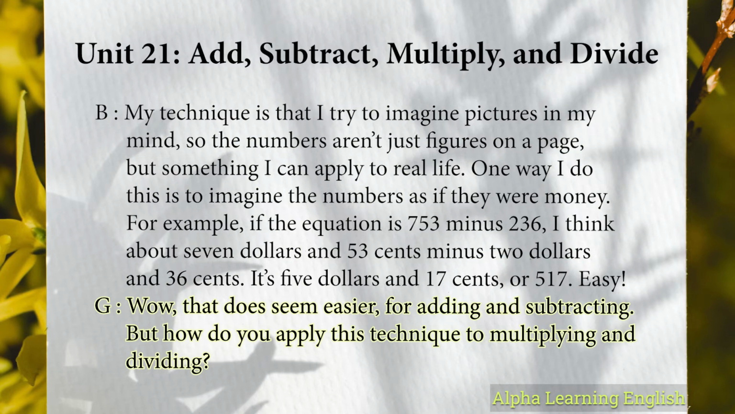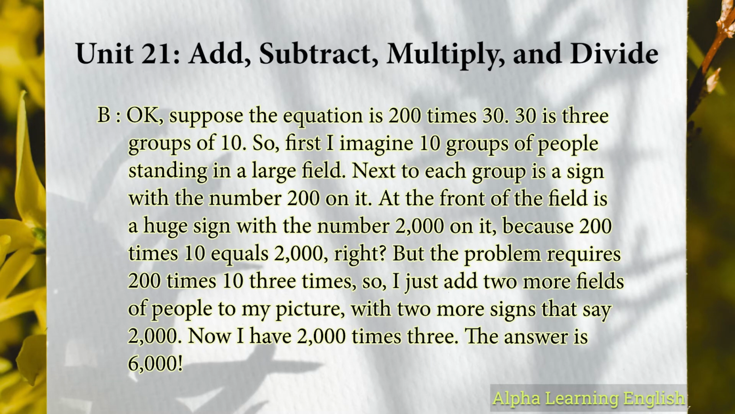Wow, that does seem easier for adding and subtracting. But how do you apply this technique to multiplying and dividing? Okay, suppose the equation is 200 times 30. 30 is 3 groups of 10. So first I imagine 10 groups of people standing in a large field. Next to each group is a sign with the number 200 on it.